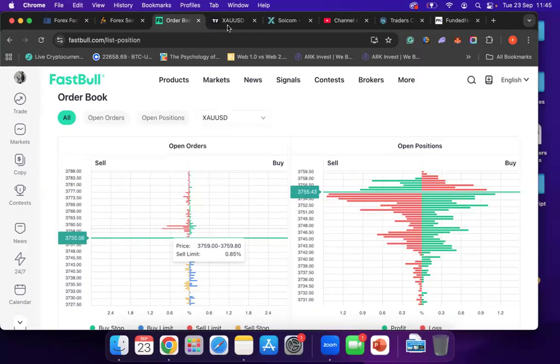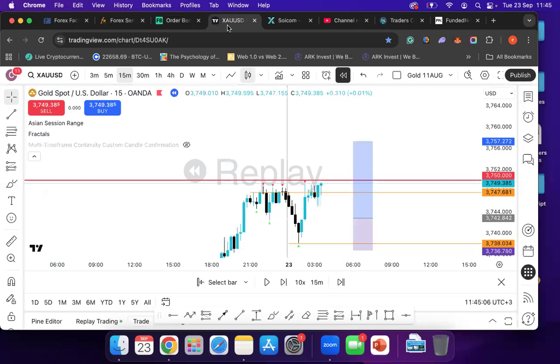So after that, I'll go to my TradingView to do my normal analysis. So I'll use a replay tool from TradingView. So if you check, this is 3:30 a.m. So I'll start replaying, the forward button. Nice one.